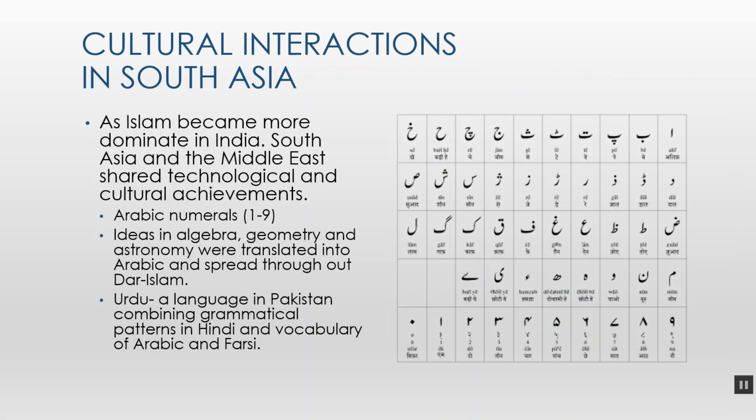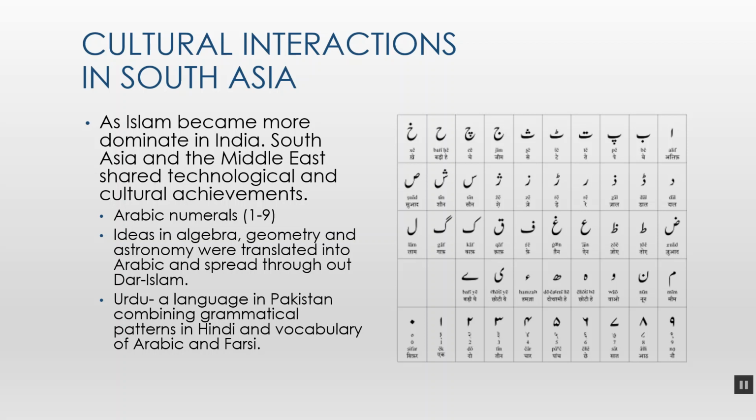Okay, some cultural interactions happening here. As Islam became more dominant in India, South Asia and the Middle East shared technology and cultural achievements. So look, as Islam is spreading in India, you even have the Delhi Sultanate, this Islamic government. So now Islamic worlds are going to start talking to each other. So achievements that they had in India will go throughout the rest of Islam. However, achievements in other parts of Dar al-Islam, where Islam is spread, can also go to India.